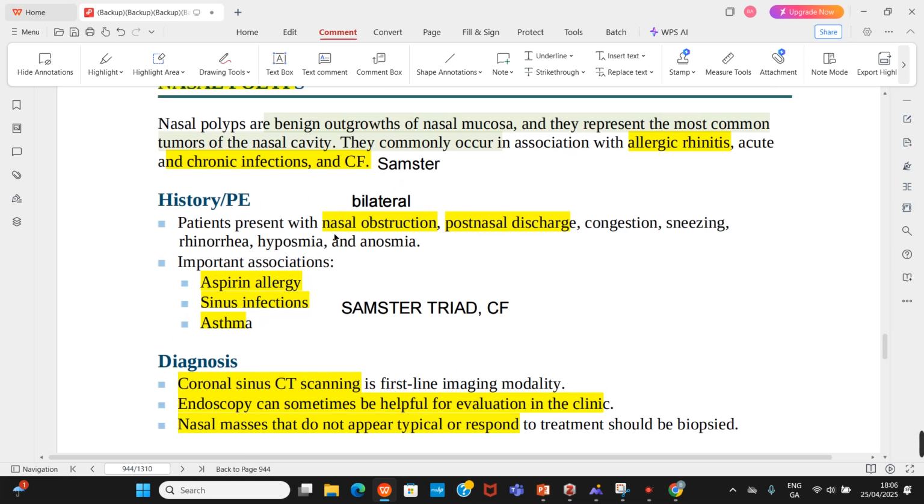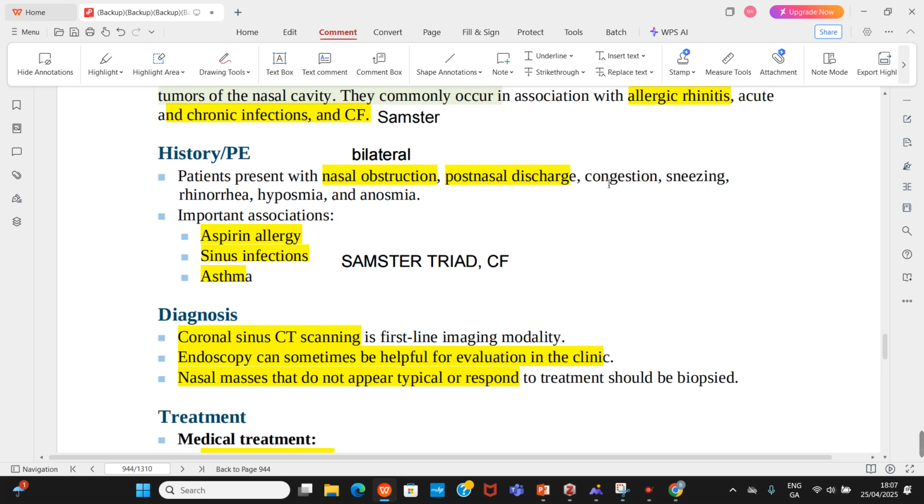People with nasal polyps can present with bilateral nasal obstruction. They find it difficult to breathe when the polyps become big. They can have postnasal discharge, which means nasal secretions running back into the throat, so they have a watery sensation in the throat, as if something is running at the back of their mouth. That's postnasal dripping. They can also have nasal congestion and sneezing from time to time because the discharge isn't finding its way out. And they can have hyposmia and anosmia. They cannot breathe well because of the polyps.